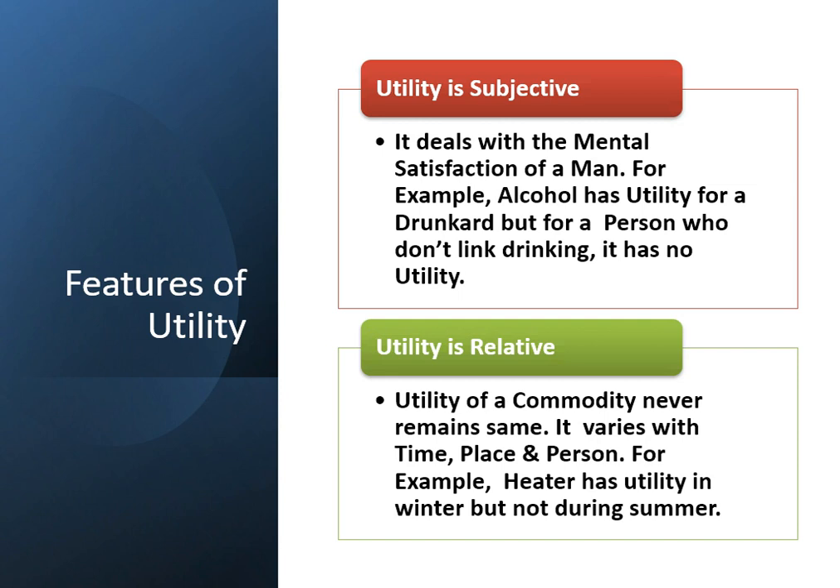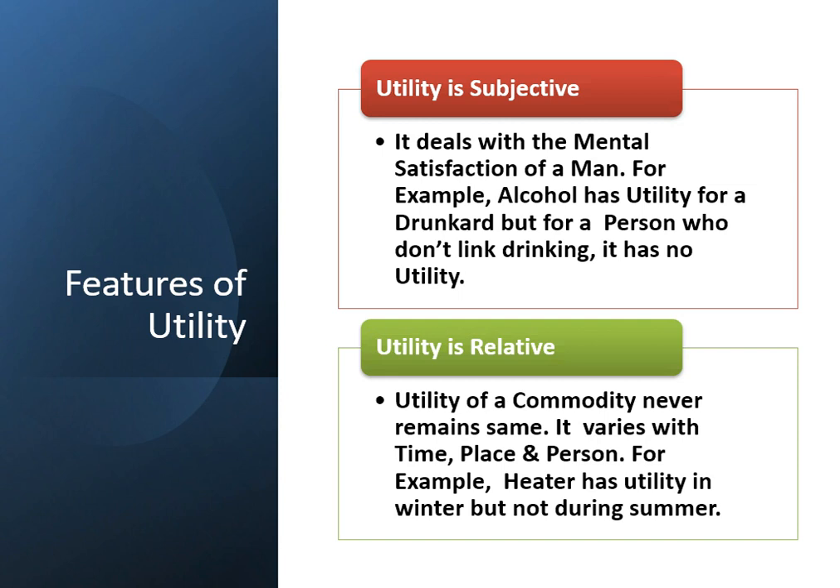And the second feature of utility is that utility is relative. What is meant by utility is relative? It means that the utility of a commodity never remains the same. It varies with time, place and person. For example, a heater has utility in winter but not during summer. So it means that everything has utility according to the time period, and it varies with different situations.